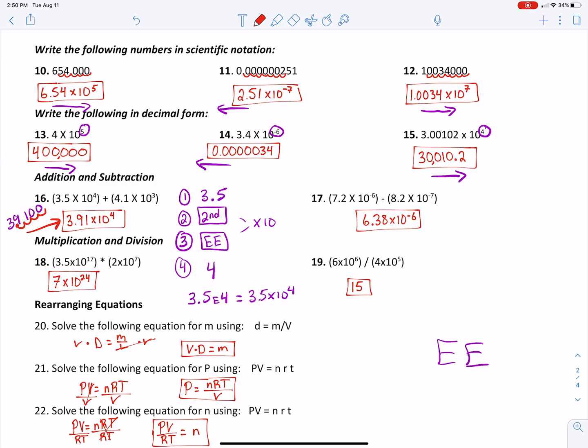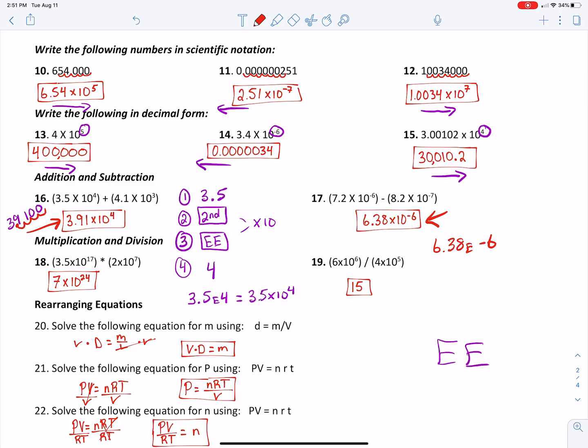All right, if we do 17, I want us to type it in. Follow me. 7.2 second EE negative 6 minus 8.2 second EE negative 7. You will get 6.38 times 10 to the negative 6. It will say it like this. It's perfectly fine. Same number.